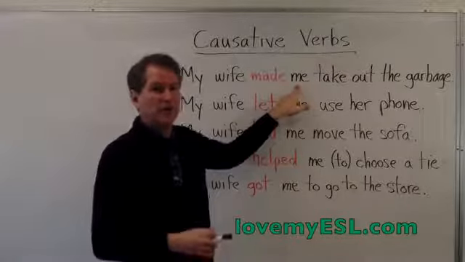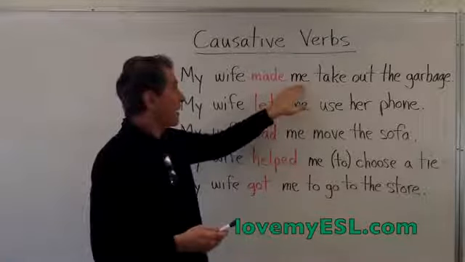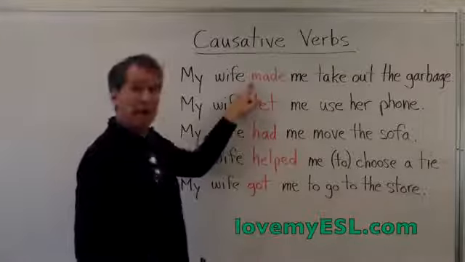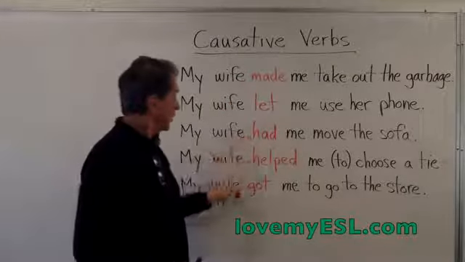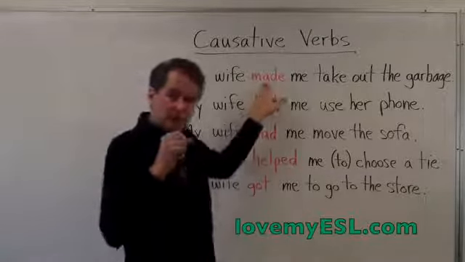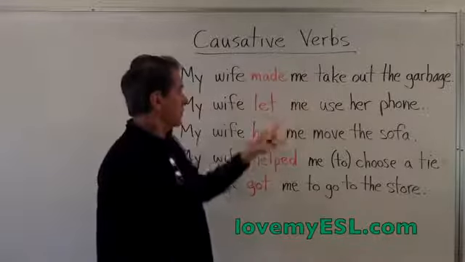So you have a causative verb, and you have the person who really did the action after the causative verb. There are 5 causative verbs. They are make, let, have, help, and get. What's the difference? Make means somebody forced you to do it. They asked you very strongly to do it. They forced you to do it.